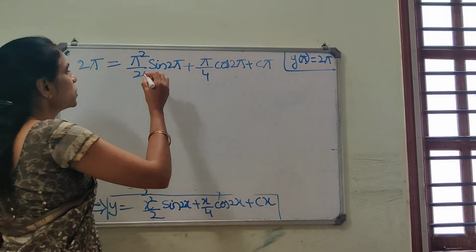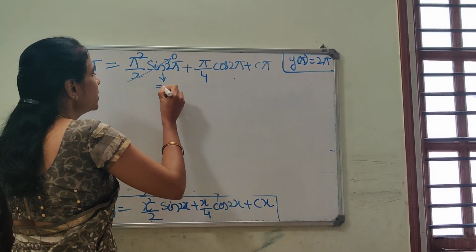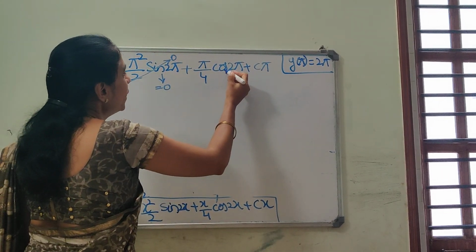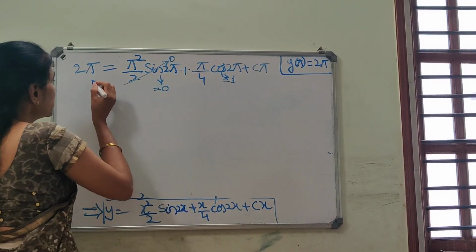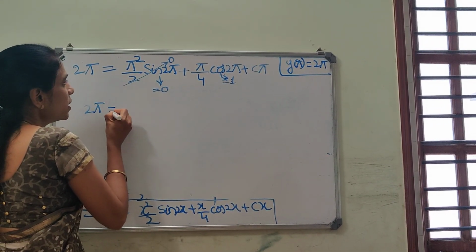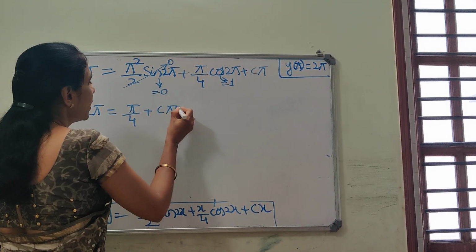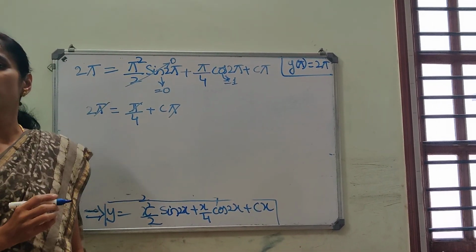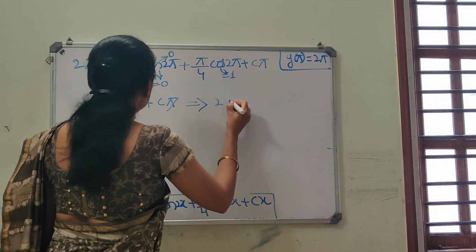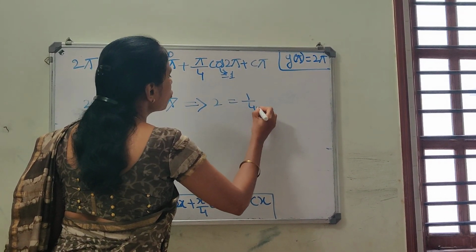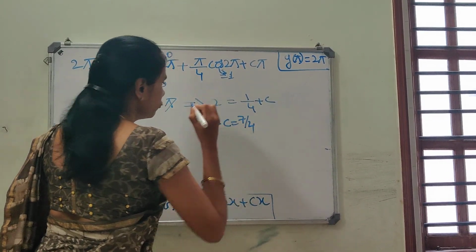Now look at this. We can use the trigonometric identities. This term will vanish because sin 2 pi is 0 and cos 2 pi is equal to 1. This term is equal to 1. And you can see, so what do you get? 2 pi is equal to pi by 4 plus c pi. And again pi is there as a common term in both LHS and RHS. So that gives you 2 is equal to 1 by 4 plus c. When you solve this, you are going to get c is equal to 7 by 4.